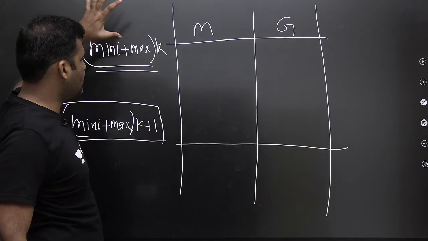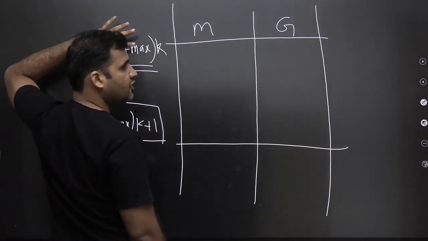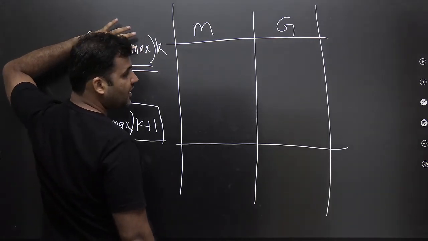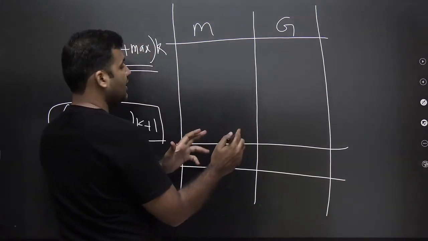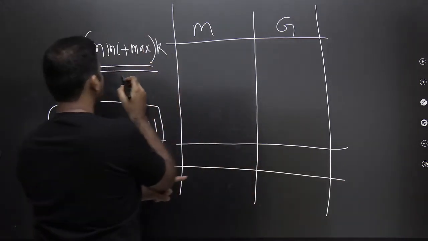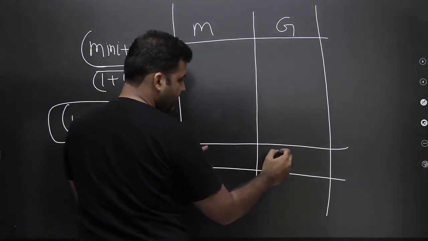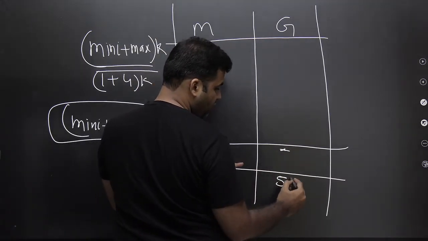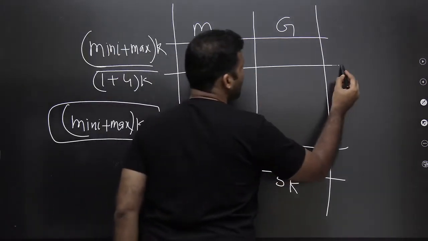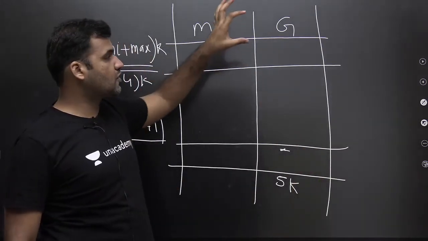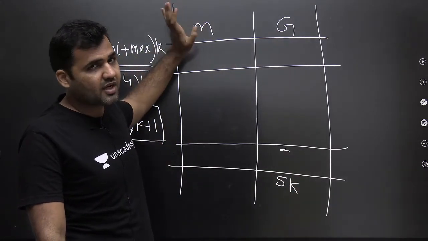Because if you are playing a game where the person picking the last coin is going to win the game, you see that the controlling factor for Munna would be (minimum plus maximum) into k. That means he will be leaving the number of coins for Gudu to be a multiple of 1 plus 4. Minimum is 1, maximum is 4 as per the statement of the question, into k. That means he needs to leave the number of coins for Gudu in the form of a multiple of 5k. Now, if Munna leaves the number of coins for Gudu in a multiple of 5k, the controlling factor will always be in the hand of Munna, and Munna is definitely going to win the game.